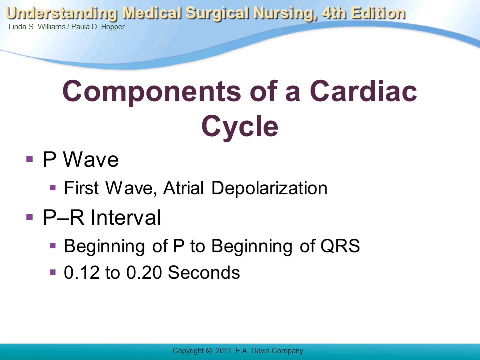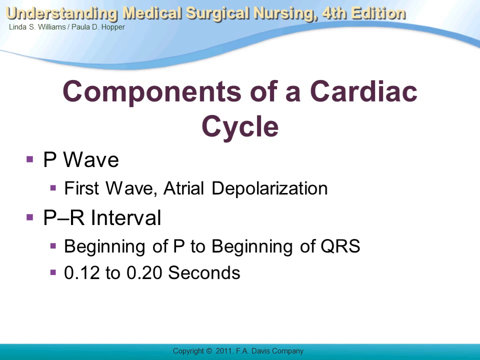First we'll talk about the components of the cardiac cycle. The first little waveform we see on an ECG is the P wave, and that indicates atrial depolarization. So the atria are contracting.